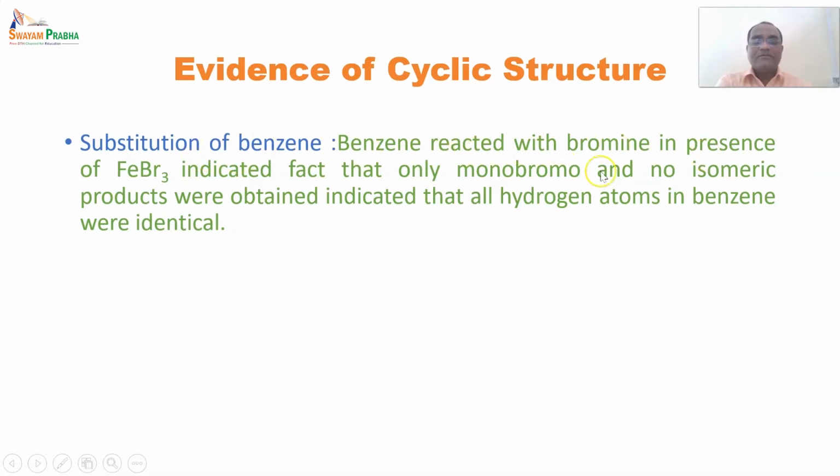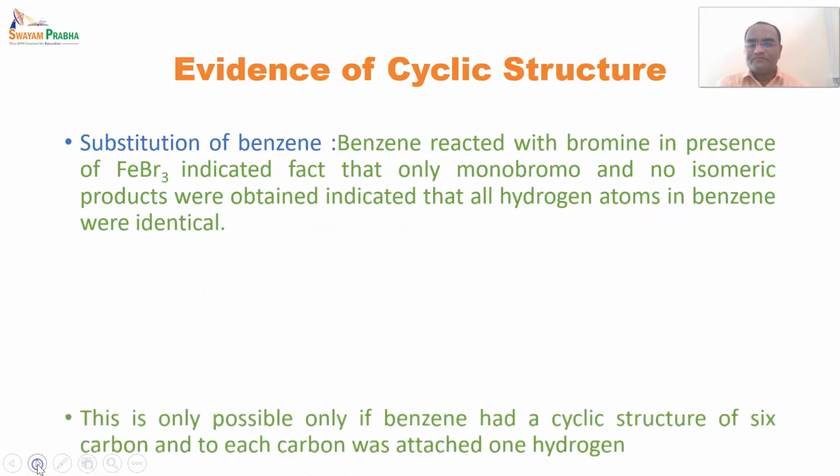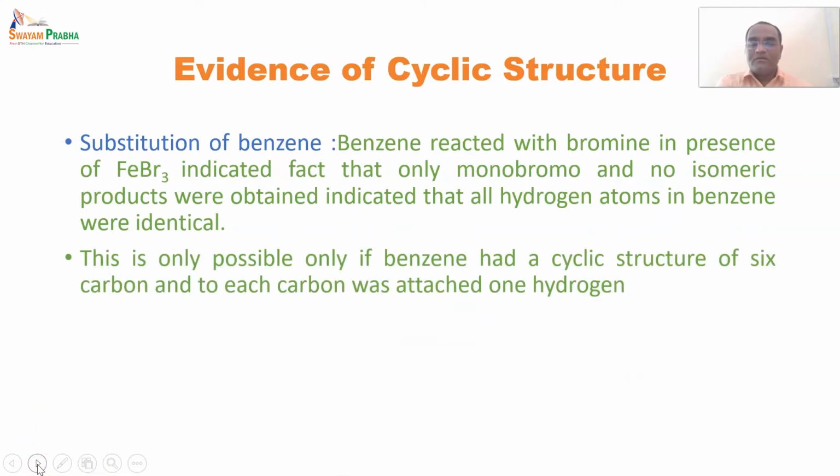Benzene reacted with bromine in the presence of FeBr3 indicated the fact that only monobromo product and no isomeric products were obtained. So this indicated that all hydrogens in benzene were identical. This is only possible if benzene had a cyclic structure of 6 carbons and to each carbon was attached one hydrogen. So this is the structure of benzene having alternate double and single bonds.